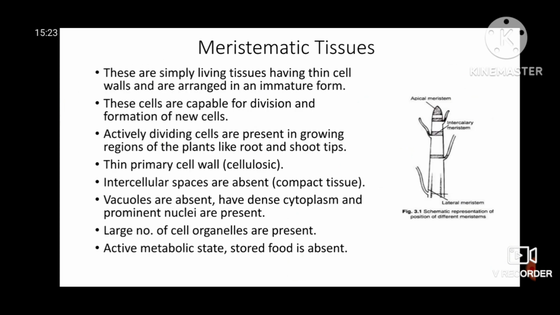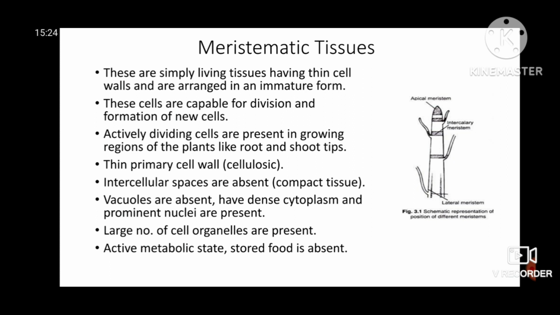Coming to meristematic tissues, these are simply living tissues having thin cell walls and are arranged in an immature form. These cells are capable of division and formation of new cells. Means these cells can divide. Actively dividing cells are present in growing regions of the plants like root and shoot tips. Means the regions of the plants from where they can grow, these meristematic tissues are found there.